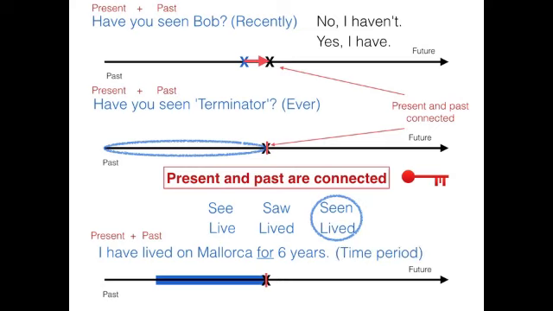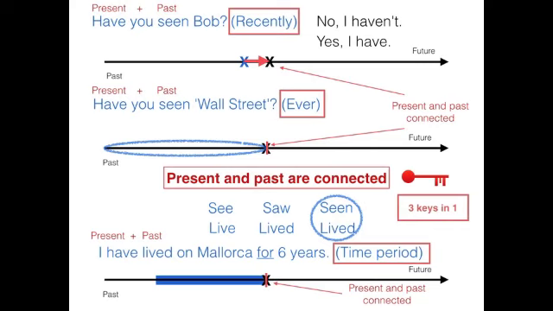Each of these three examples have one thing in common. The present and past are connected. That is the key. But there are also 3 mini keys here: recently, ever, and a time period. People normally need to practice this tense a lot in order to master it.